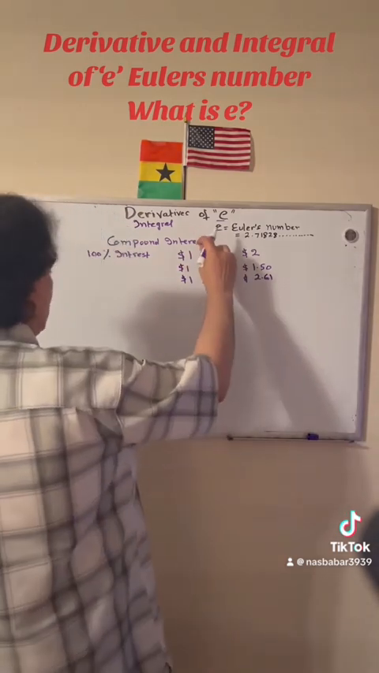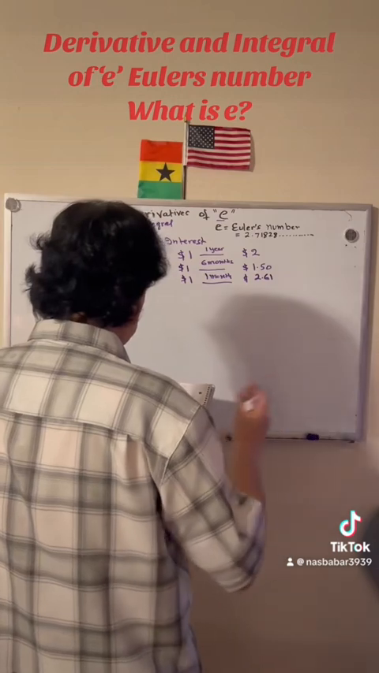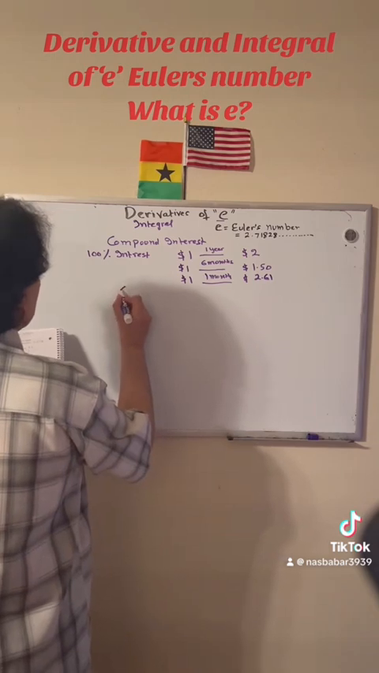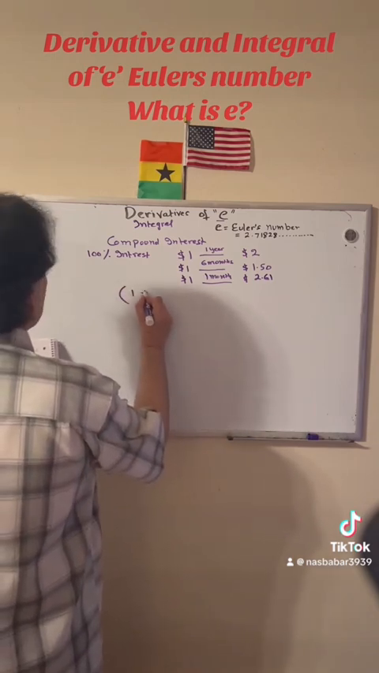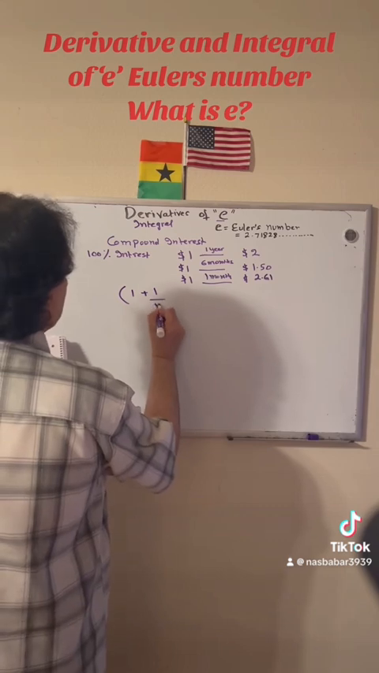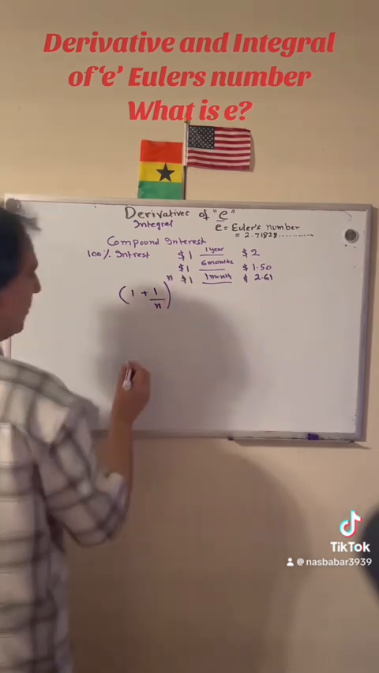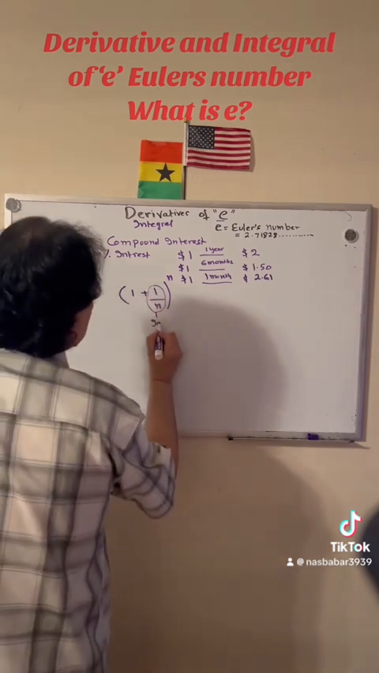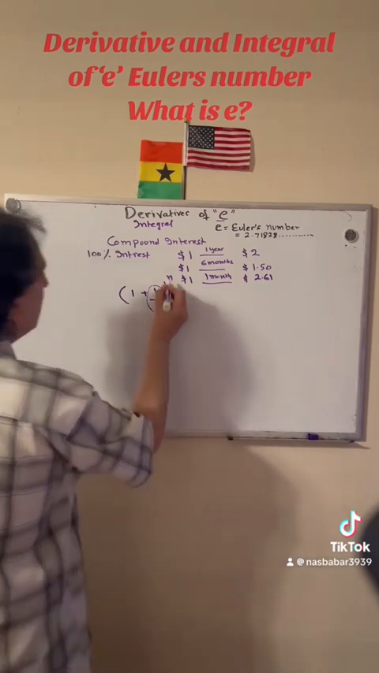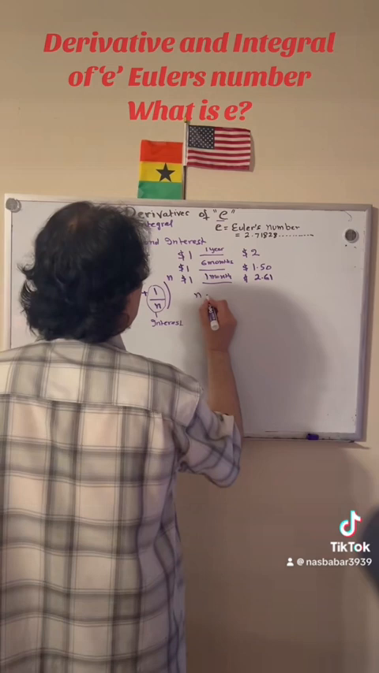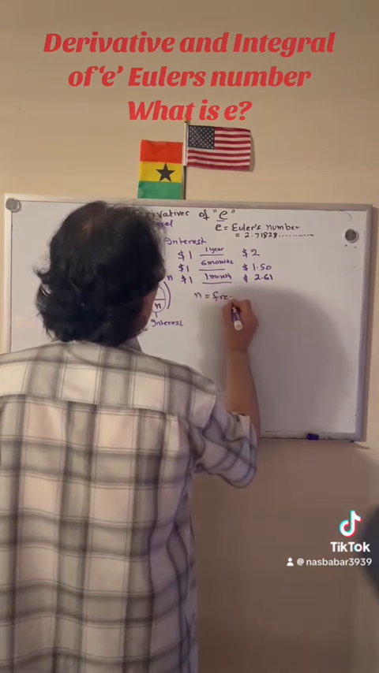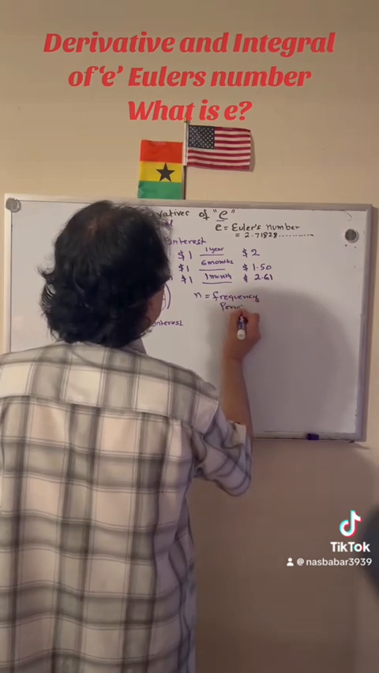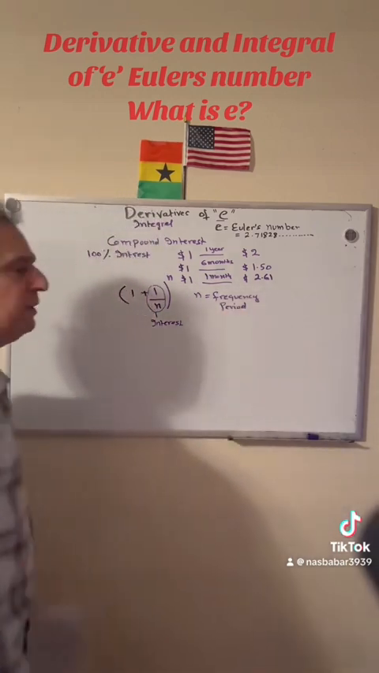So then Jacob Leonard came up with a formula. And that formula, my friends, is 1 plus 1 over n raised to the power n, where this right here is the interest rate, and this n is also the frequency, or I should say period: monthly, yearly, weekly, and so forth.